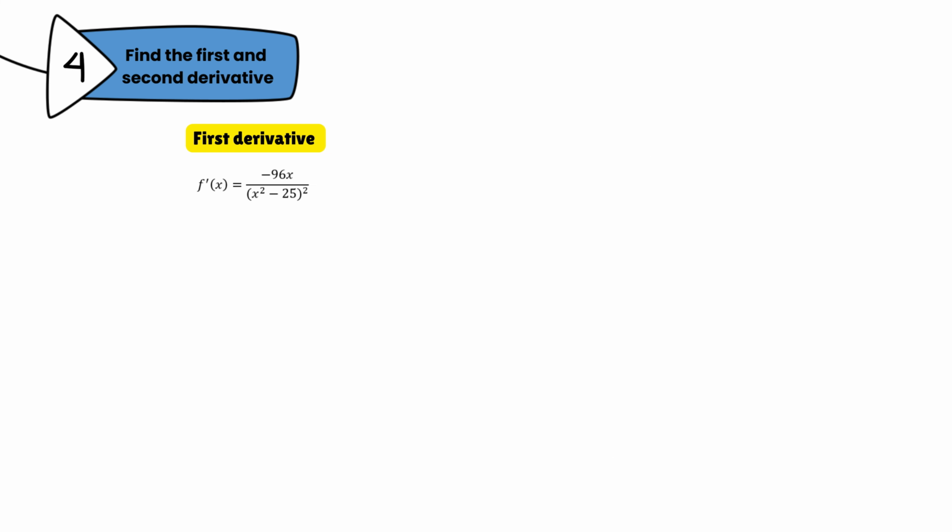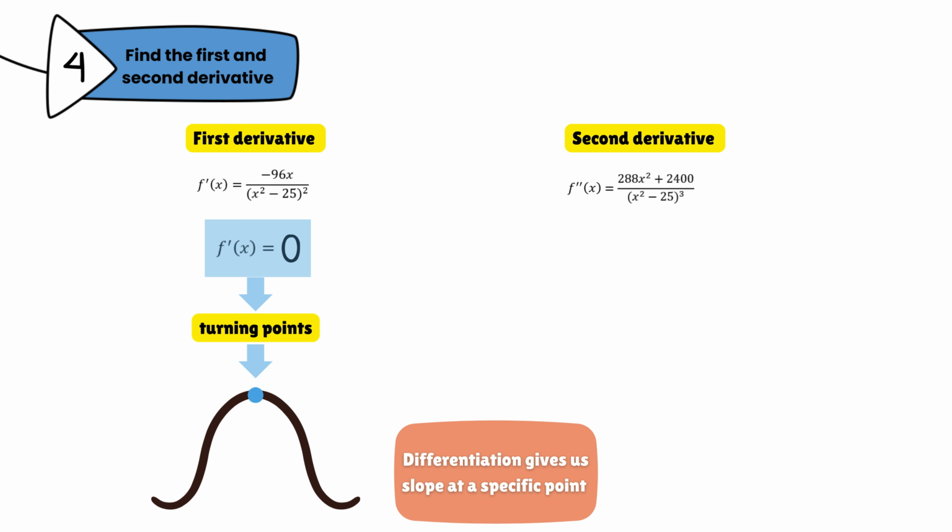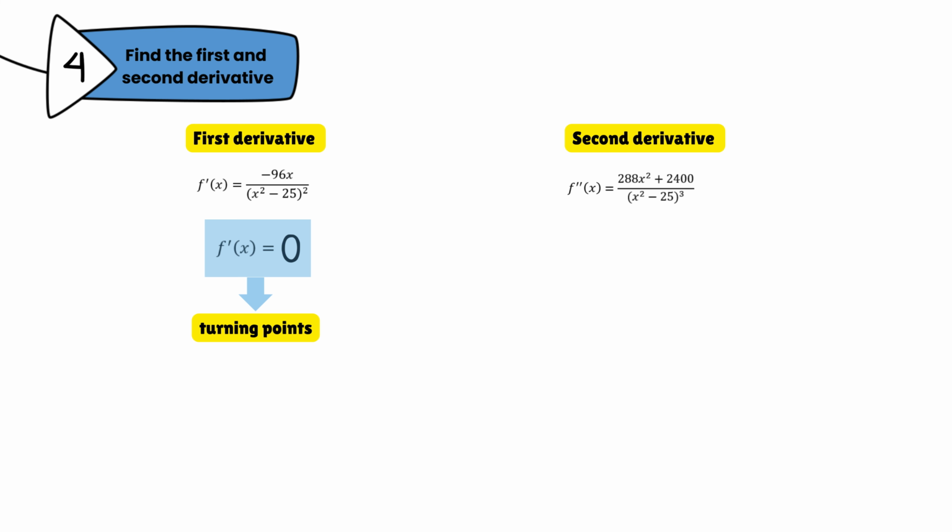Now that we have the first and second derivatives, how do we use them? When we set the first derivative equal to 0, we find the turning points of the function. This is because the derivative gives the slope, and at a turning point, the slope is horizontal, which means the slope is 0. So setting the first derivative to 0 tells us exactly where those turning points are. Let's do that now. We take our first derivative and set it equal to 0.